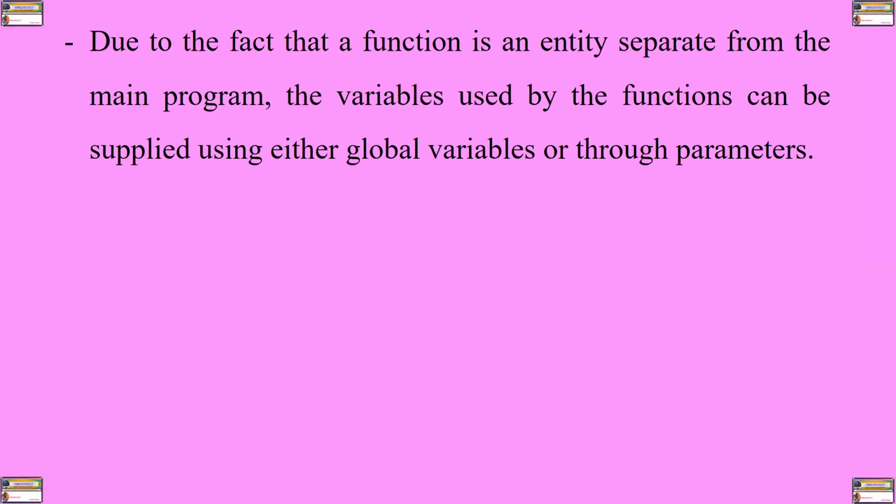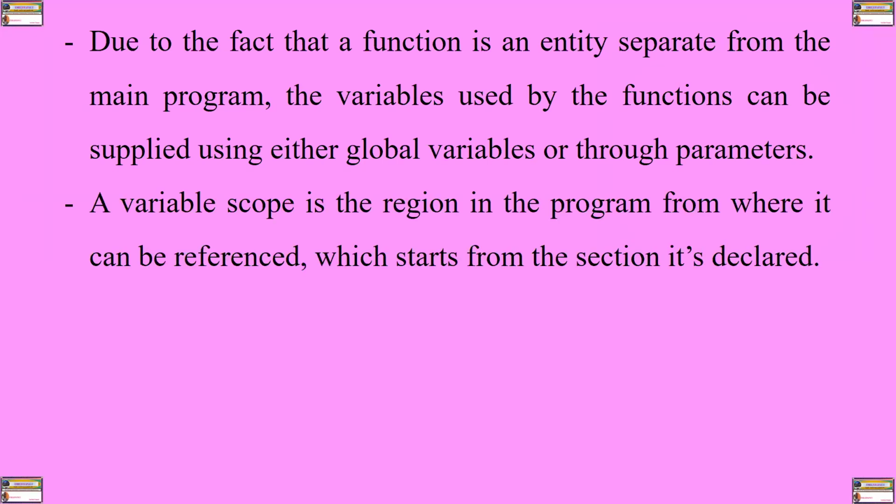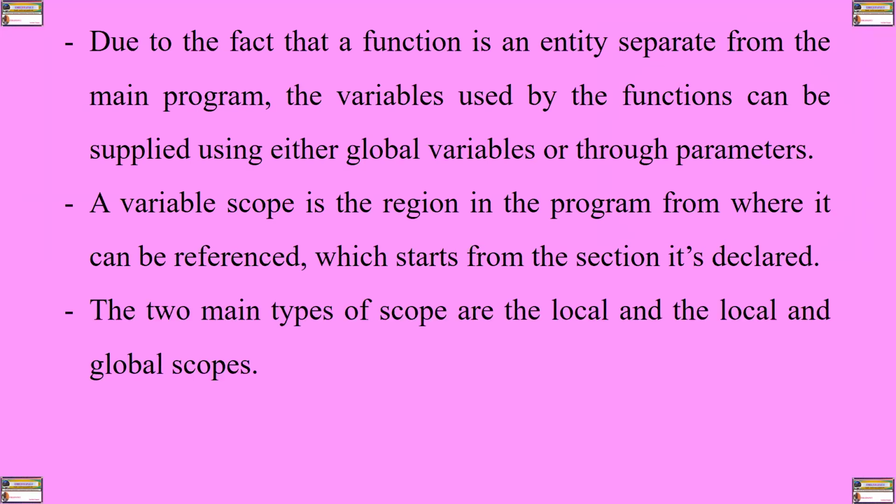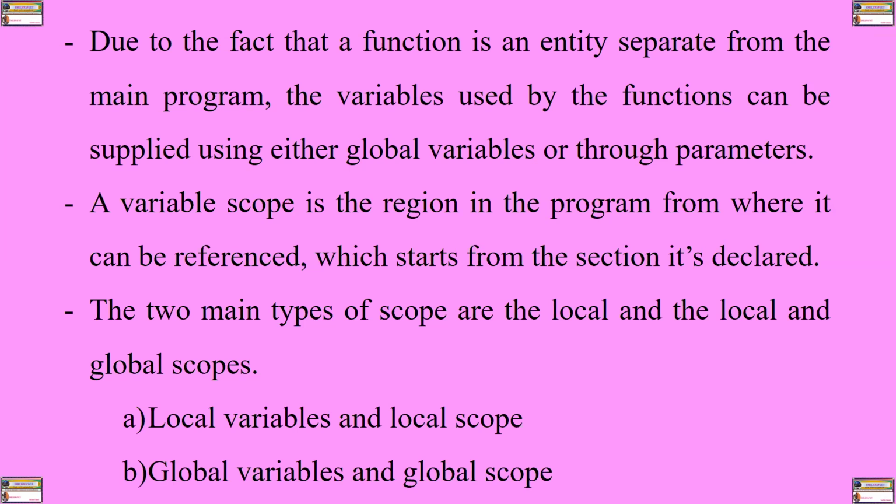Due to the fact that a function is an entity that is separate from the main program, the variables used in the functions, or by the functions, can be supplied using either global variables or through parameters. A variable scope is therefore the region in the program from where it can be referenced, which starts from the section it's declared. The two main types of scope are the local and the global scopes. Local variables have what we call the local scope, while the global variables have what we call the global scope.